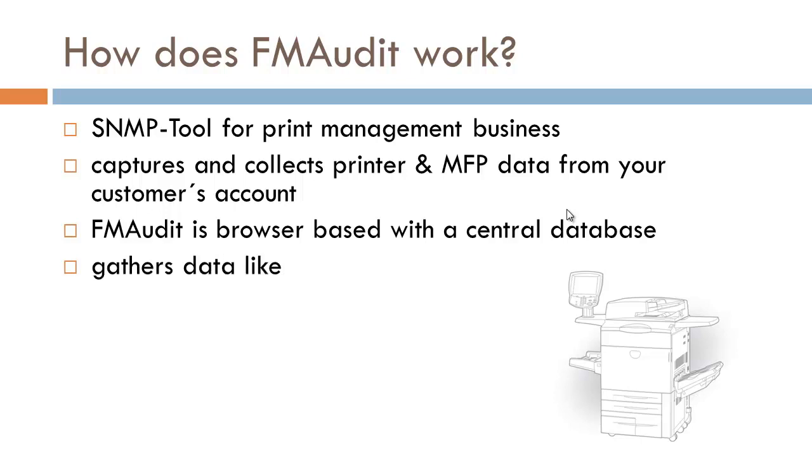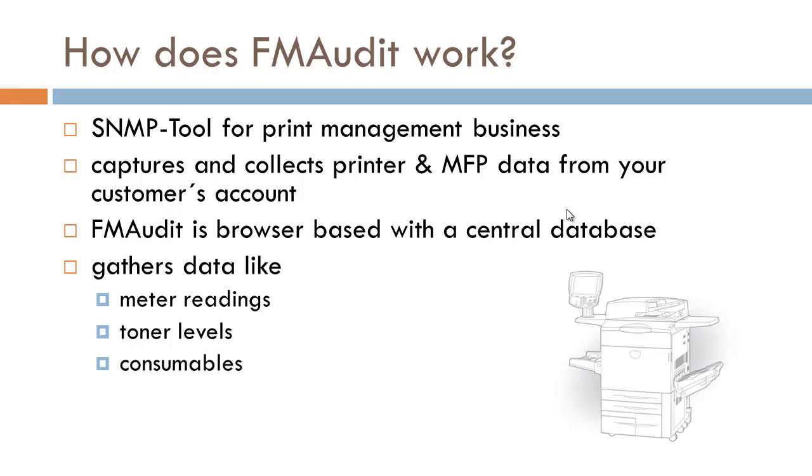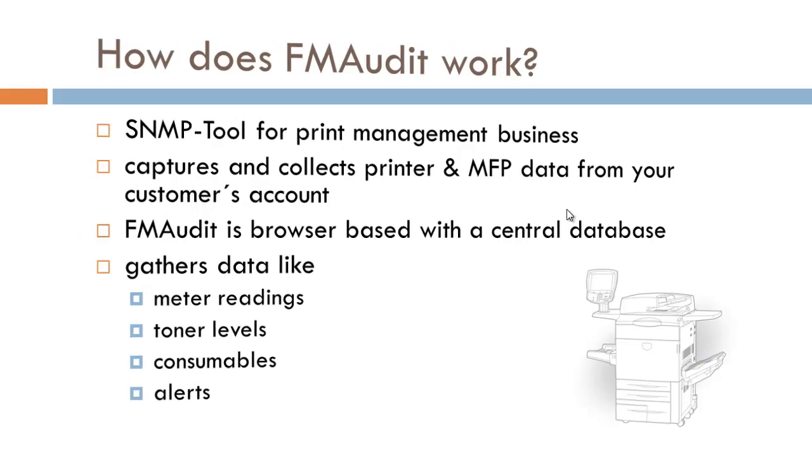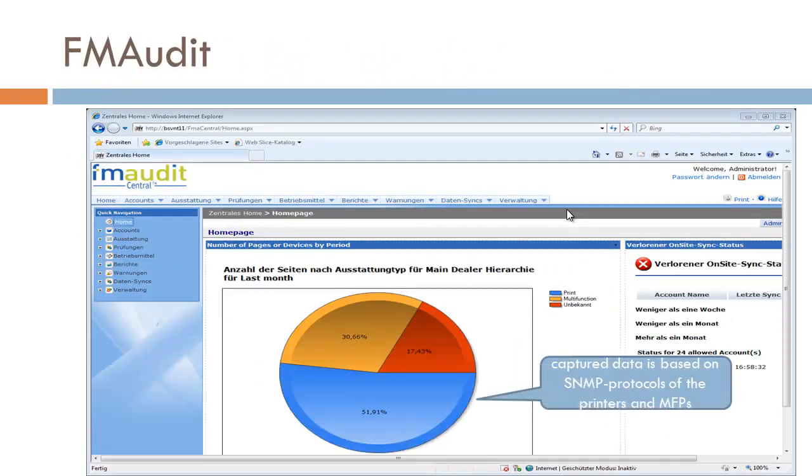Okay, gathering data, I explained. The data we are gathering on the customer side are the meter readings, so we exactly know which meters right now, the toner levels, all the other consumables that are recognized by the machine and the SNMP. And for sure, we have the consumable alerts and the service alerts.